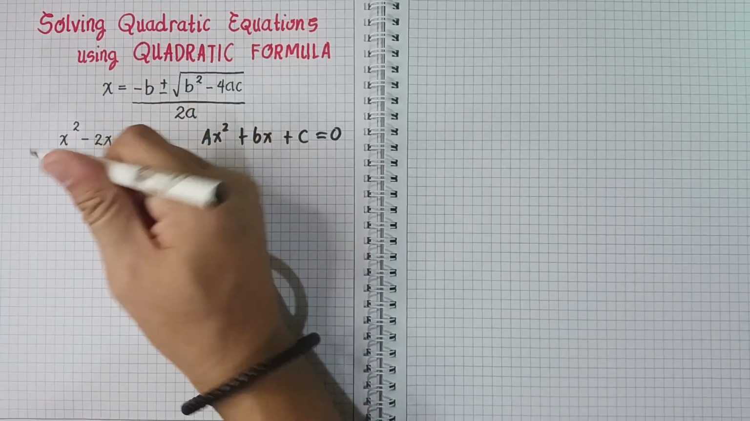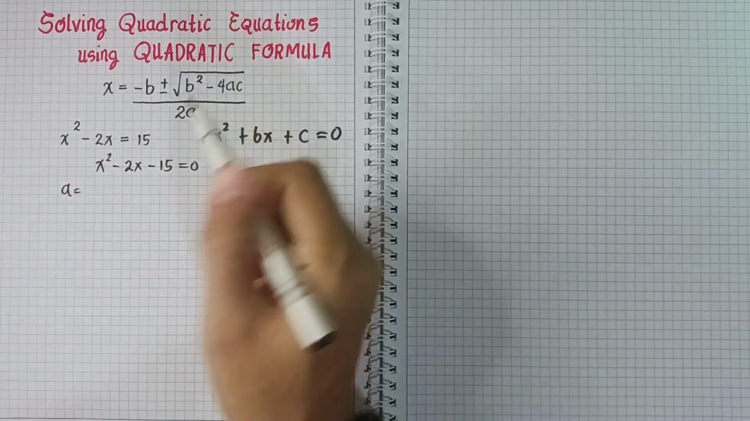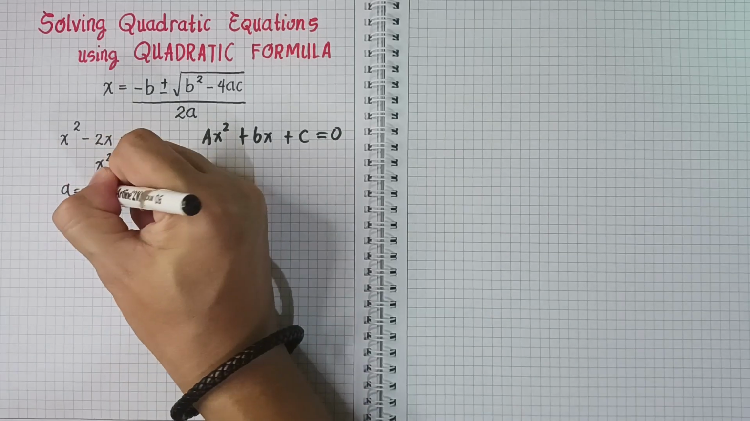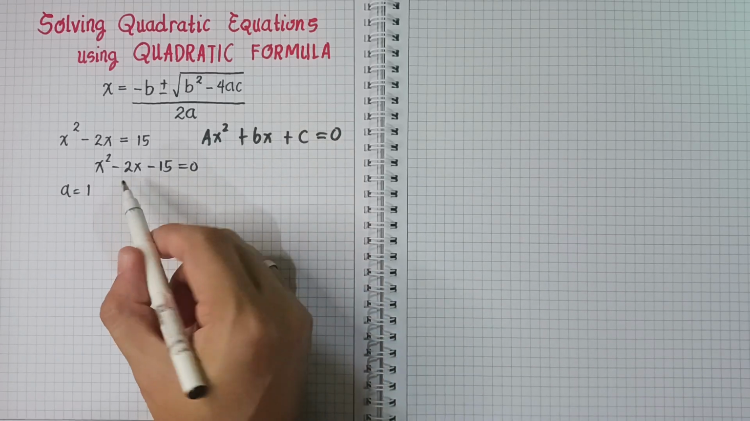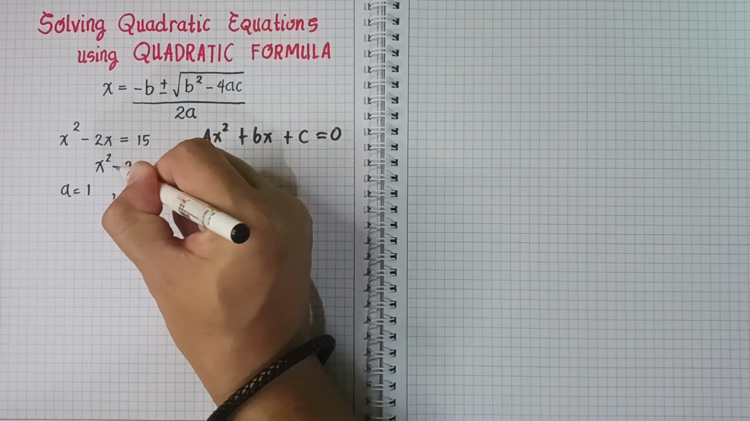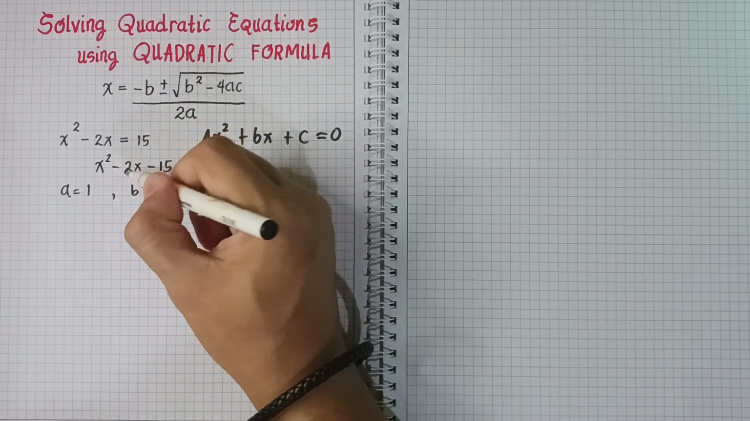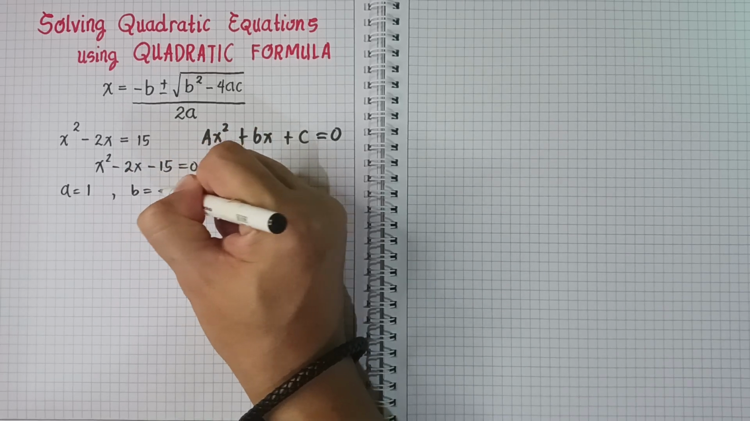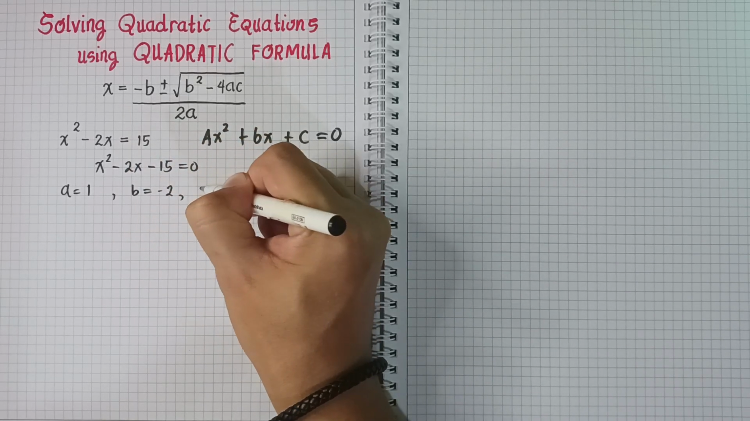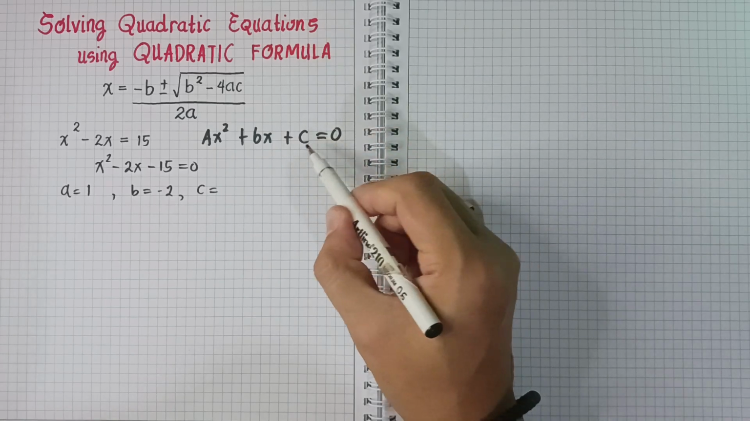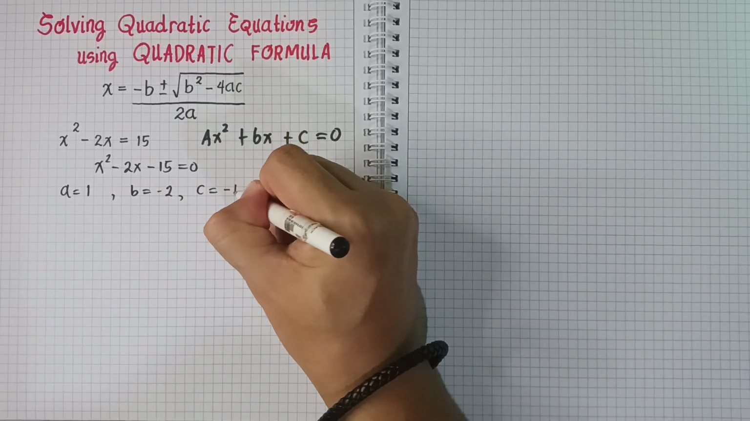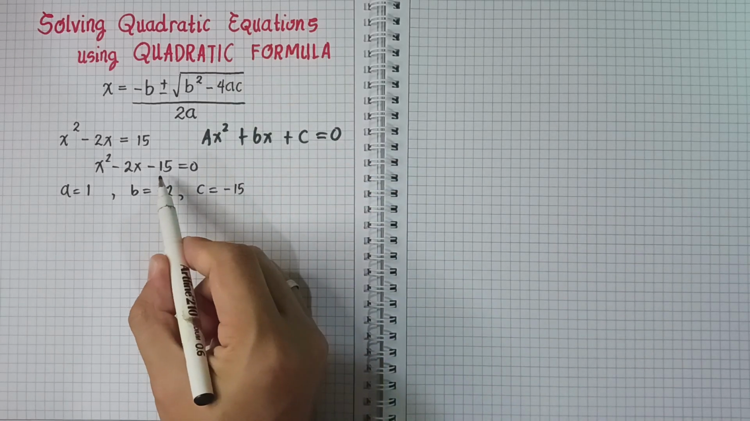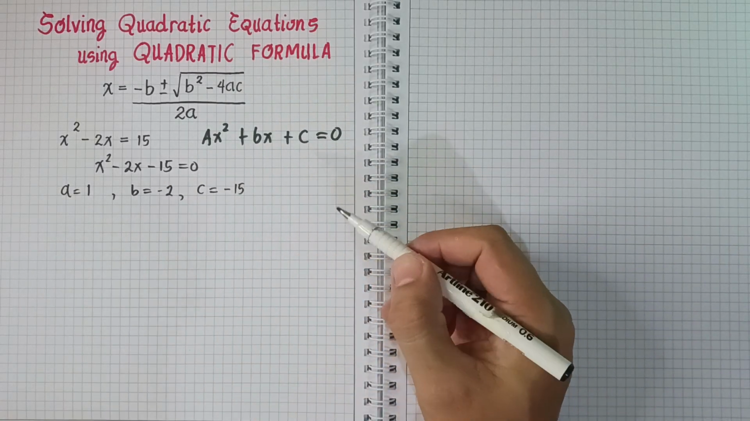Okay, so your a here is 1. We don't have a number here, of course. That is equal to 1. Okay, and then your b here is, since this is minus 2x, it becomes negative 2. Take whatever the sign, and then your constant, that is negative 15. So as what I mentioned earlier, get the sign. Okay, we need to include it.